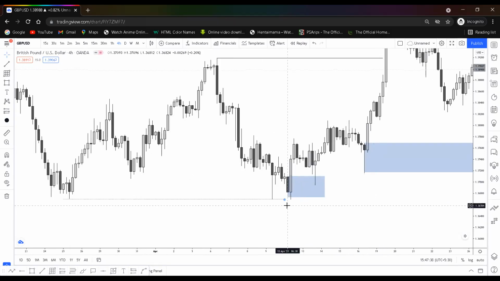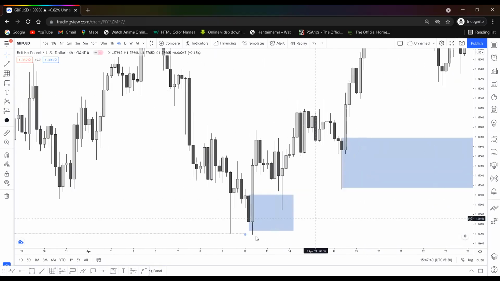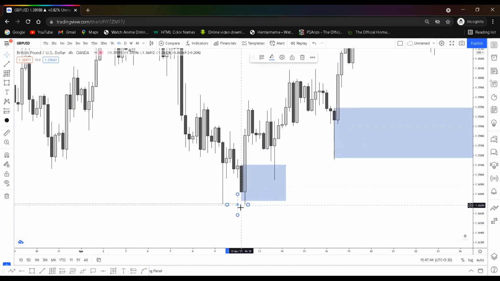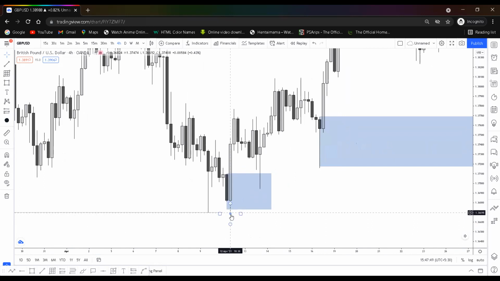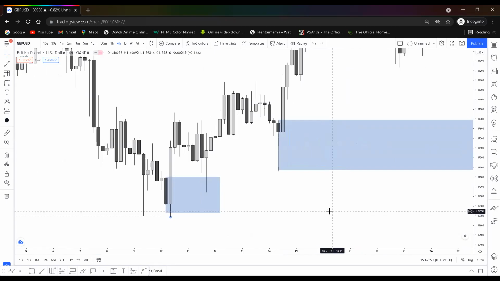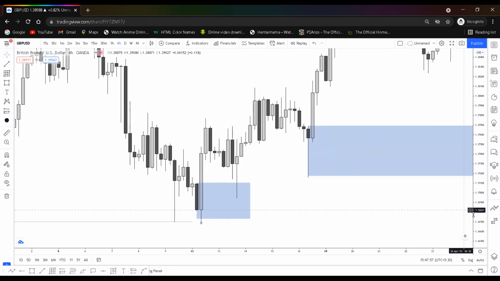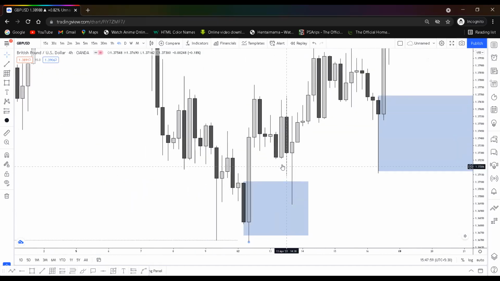What price this was, it took out liquidity from the previous lows. Here you see a little tiny wick that took out liquidity and then went boom, shot higher. Then you can see it went higher and then came back down. Now the real mitigation comes here.